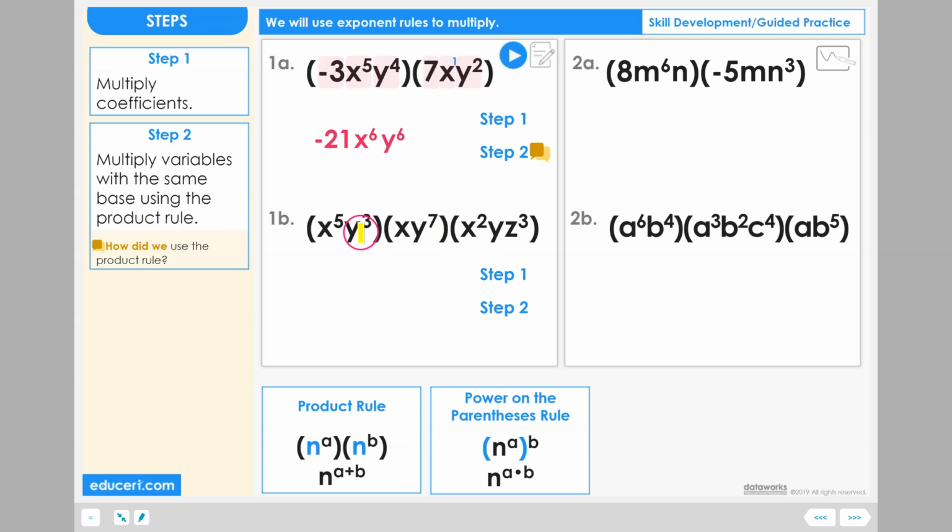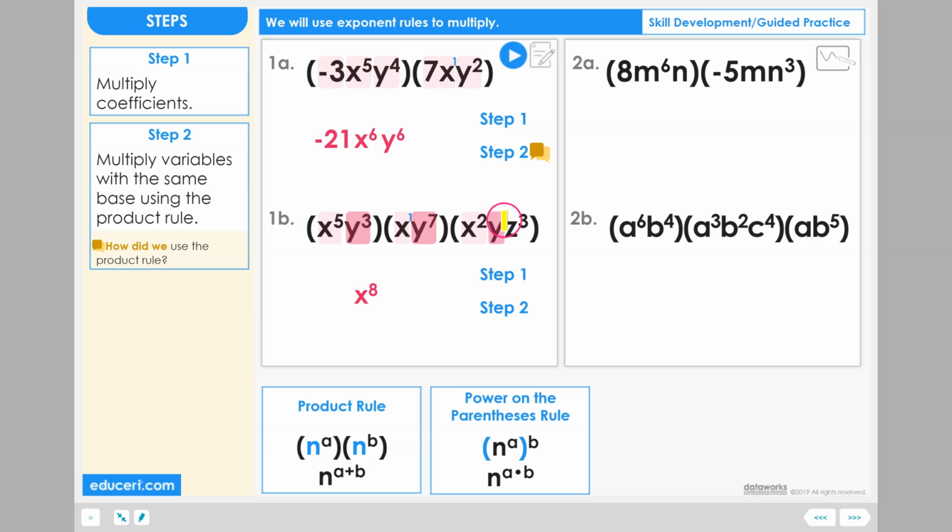In these three expressions, we have 3 times where we have the same base of the variable x. X to the fifth power, x to the first power, and x to the second power. We can use the product rule, add all the powers, x to the 5 plus 1 plus 2, x to the 8th power.